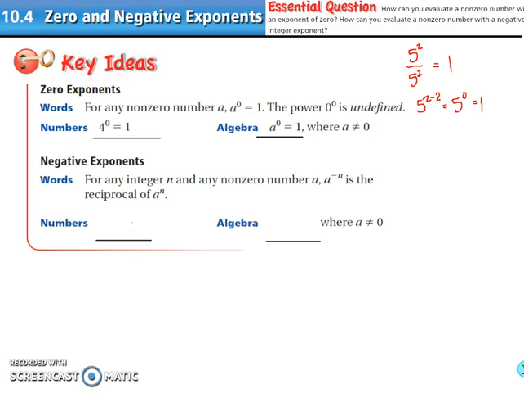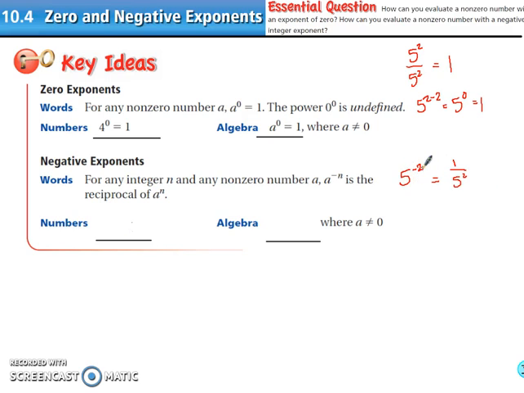Now a negative exponent. For any integer n and any non-zero number a, where a is raised to the negative n power, a to the negative n is simply the reciprocal of a to the n power. So for example, if I have 5 now and I'm raising it to the power of negative 2, all this is saying is that in order to make our exponent positive, we need to take the reciprocal of the 5. So this is actually going to be 1 over 5 to the second power.